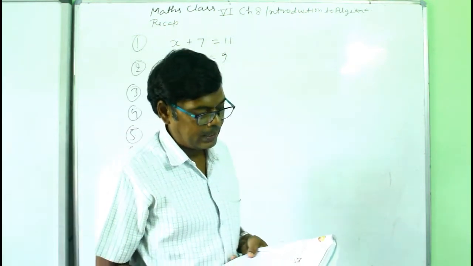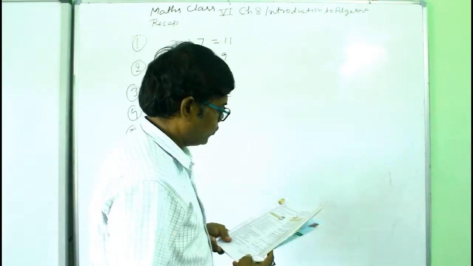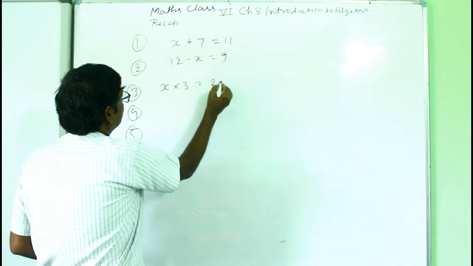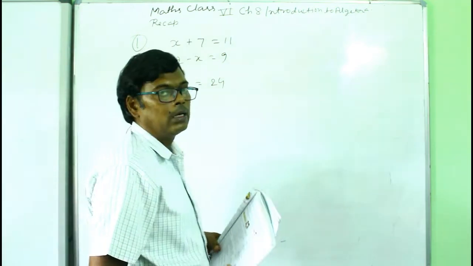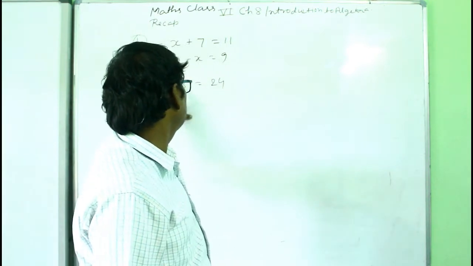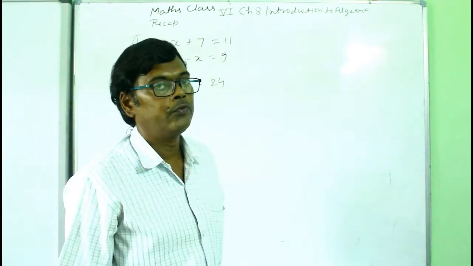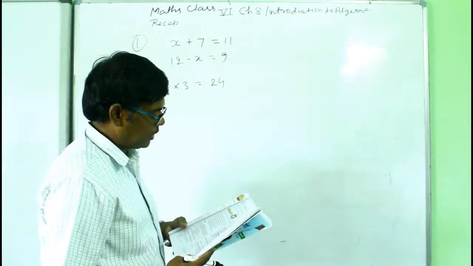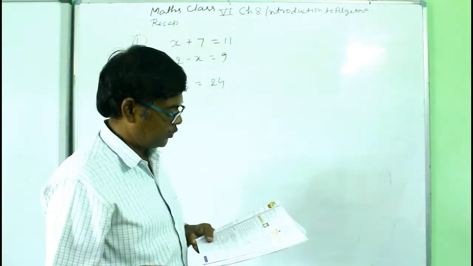What must be multiplied by 3 to get 24? 3 में कौन सा नंबर मल्टीप्लाई करने से 24 हो जाएगा. So here write that 3 into x or x into 3 equal to 24. Then next is what must be multiplied by 5 to get 45? You will do it yourself.